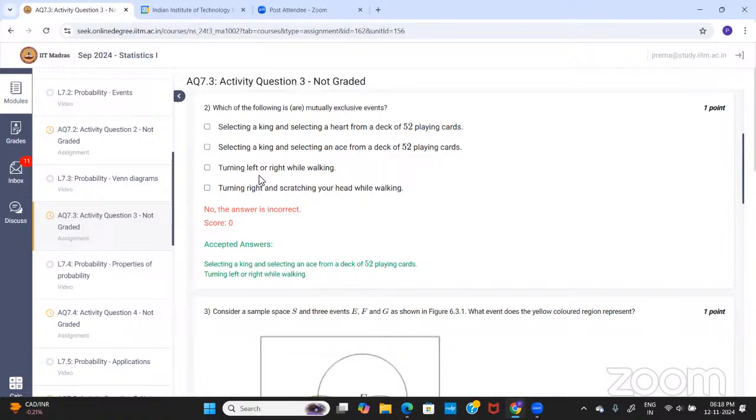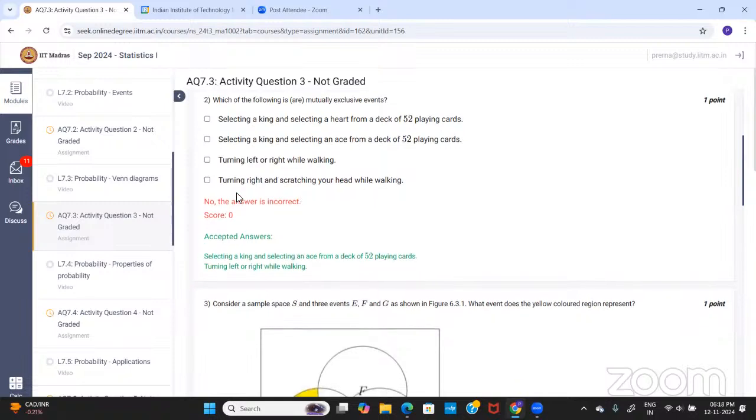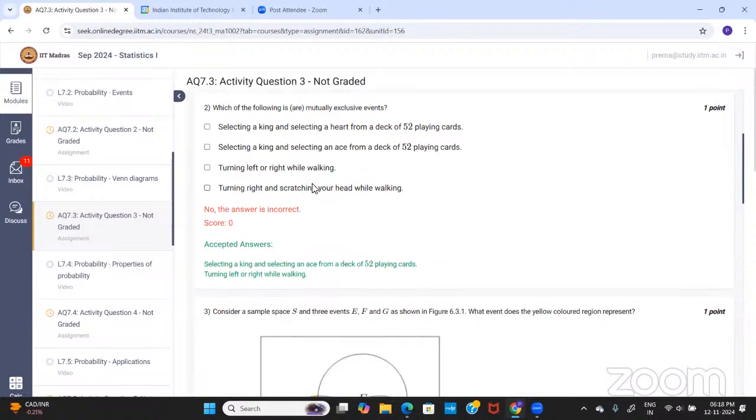So option 3, turning left or right while walking. Either you can turn right or left. You cannot turn to both sides at the same time, right? So yes, it will also be mutually exclusive. Then turning right and scratching your head. You can do both tasks at the same time, right? So this will not be mutually exclusive.